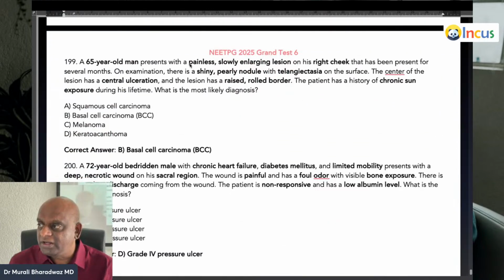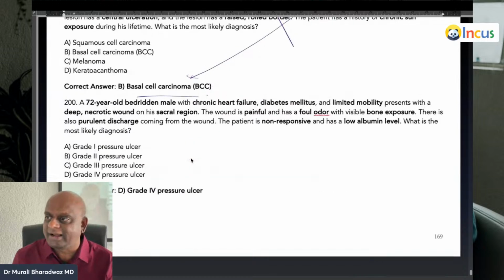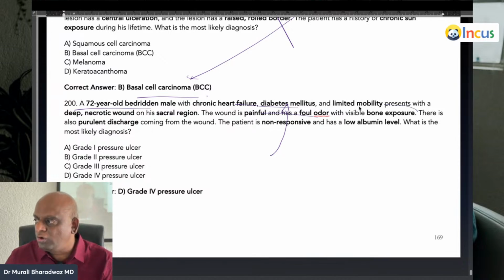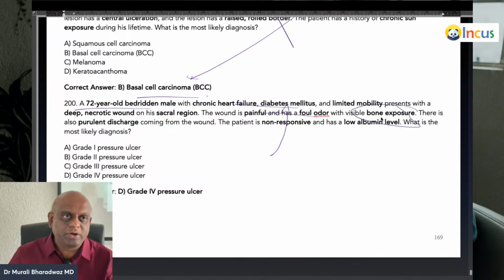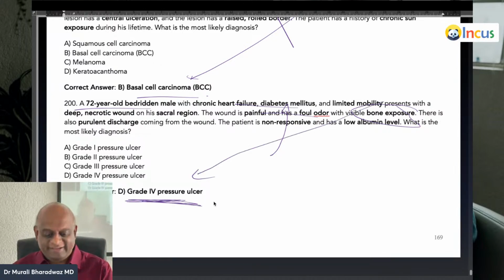65-year-old with a painless, slowly growing mass in the right cheek. Pearly nodule with telangiectasia is basal cell carcinoma. 72-year-old bedridden patient has a decubitus ulcer which is showing bone. Any bone or tendon or muscle exposure is equal to grade 4 pressure ulcer.